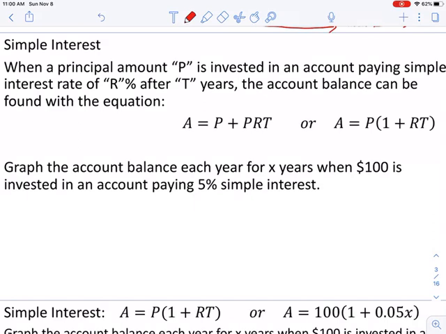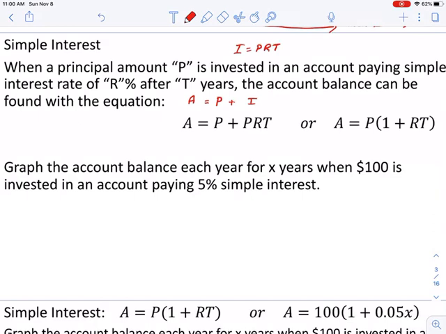And there's two versions of this equation, A equals P plus PRT. You might remember I equals PRT from our simple interest equation. But this I equals PRT only gives you the interest earned. So to find the actual balance in the account, you have to add how much you invested plus the interest earned to get the actual balance. And so that's why this equation is P plus PRT.